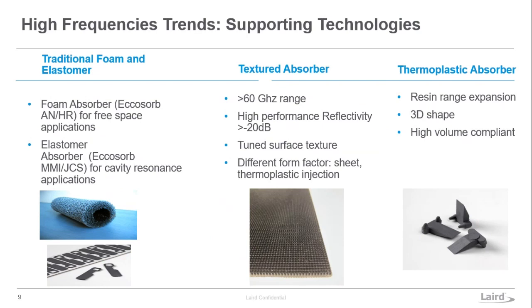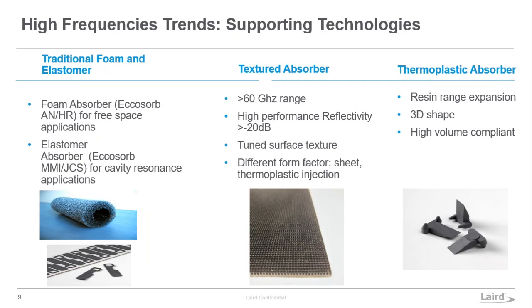So to support those high frequency applications, there are already some solutions on the shelf, and some will be released soon in the future. We've got traditional foam and elastomer already addressing the higher frequency range. In terms of foam for free space application, in the layered portfolio, we've got the AN, which are multi-layer foams, and the HR. And the elastomer absorber for cavity resonance purpose, we've got MMI, GCS, and we even have, it's not listed here, but we even have some 5G dedicated grades with tuned performance for the 5G bands.